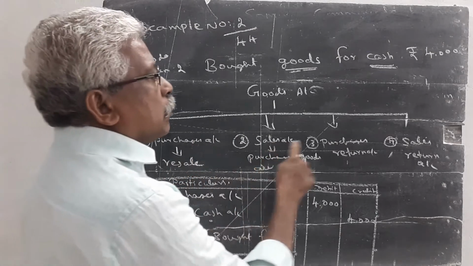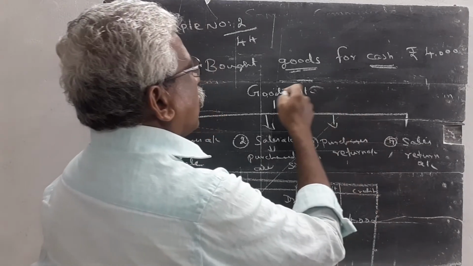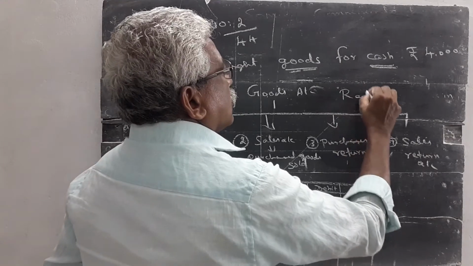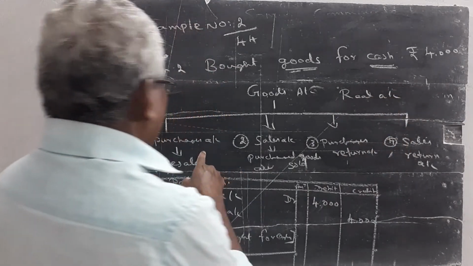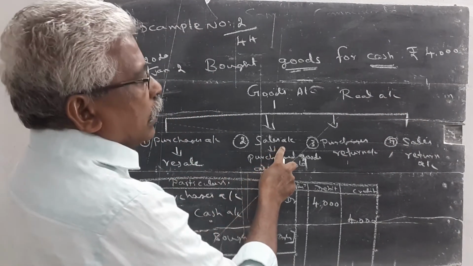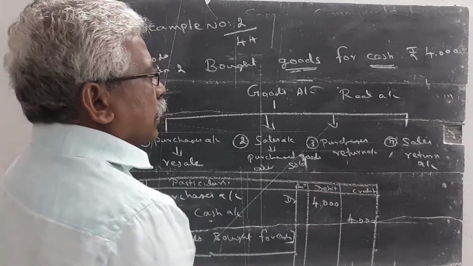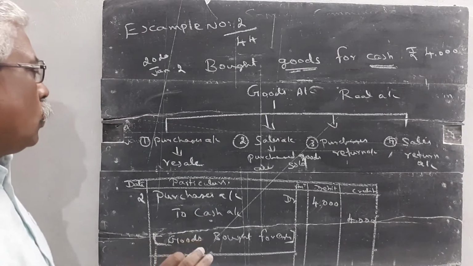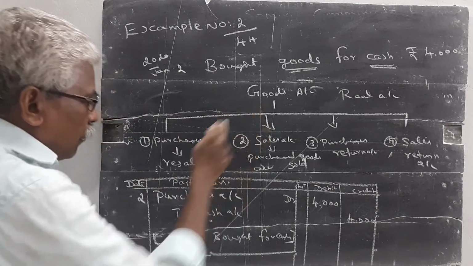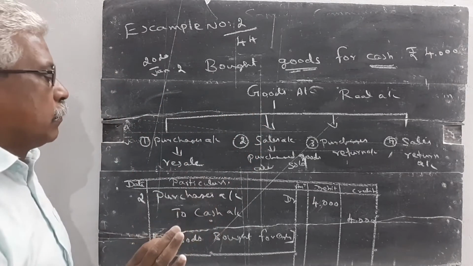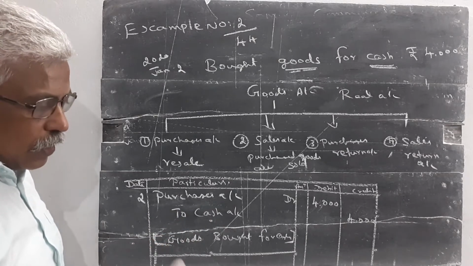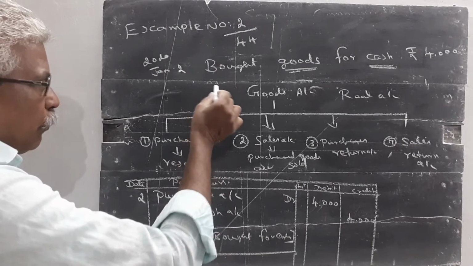Purchases, sales, purchase return, sales return, these are all considered as a real account. Purchase account is a real account, sales account is a real account, purchase return account is also a real account, sales return account is also a real account. So, instead of goods account, we have to use the word purchases. Are you clear? If you are not able to understand, you refer the textbook, page number 44.